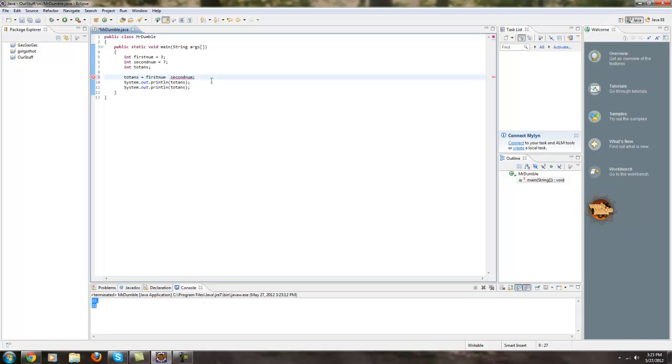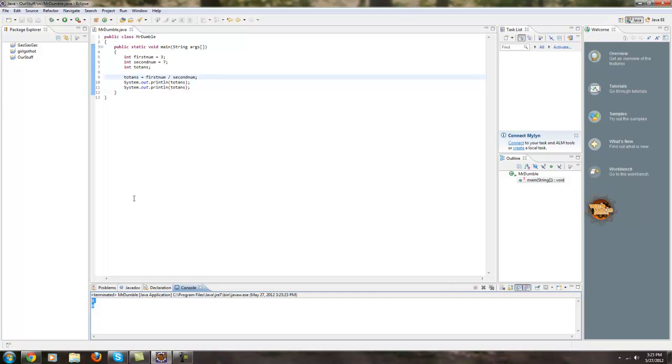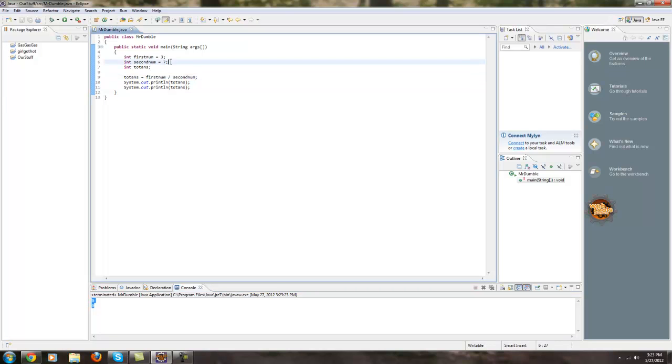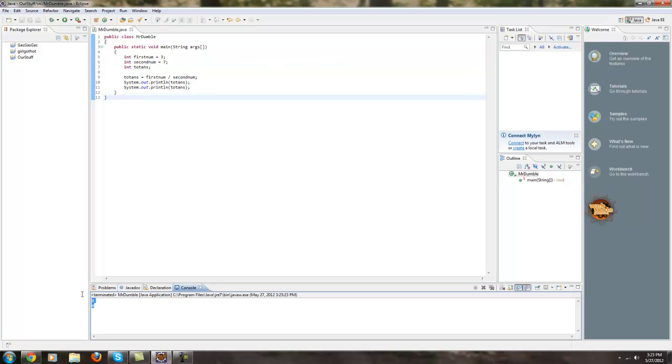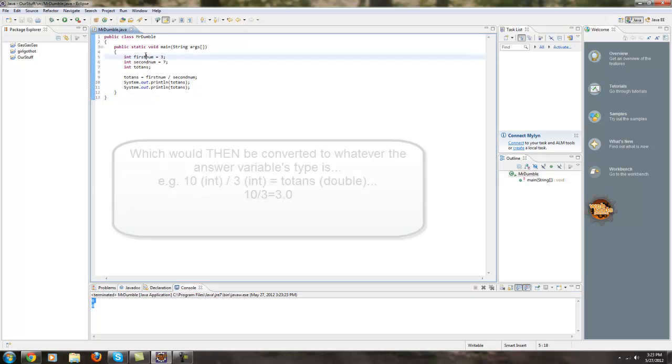We can divide, and this is where it's going to get fun, folks. Oh no, what happened? 3 divided by 7 doesn't equal 0. Something is seriously wrong here. Well, what happened is we divided an integer by an integer. And when you divide an integer by an integer, you get an integer answer.